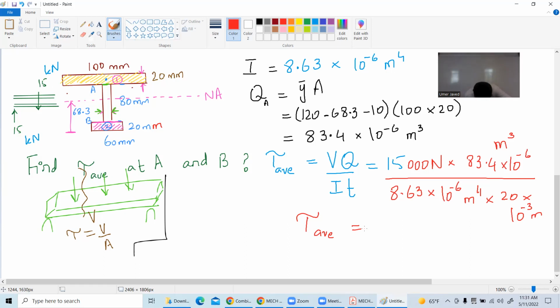Values. What is the average? Anyone? Can anyone give me the value? 7.25 megapascals. Can you please at least double check for me? Thank you. I appreciate it.